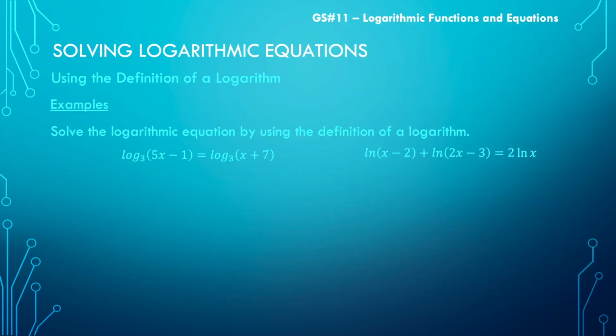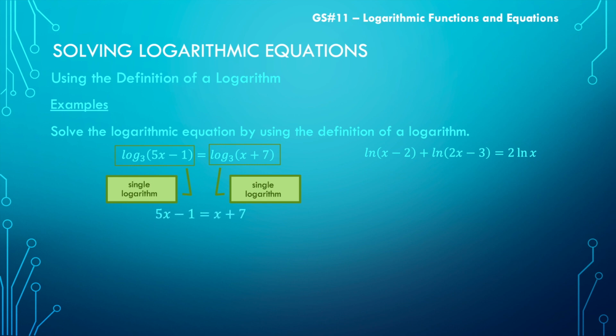All right, so I've got a couple of examples here. And we're going to start out nice and easy with this first example. Log base 3 of the quantity 5x minus 1 is equal to log base 3 of x plus 7. Notice that it is written in the form where we have a single log is equal to a single log. So we are ready to rock and roll. That means I can just drop the logs altogether and equate the arguments. So 5x minus 1 is equal to x plus 7.